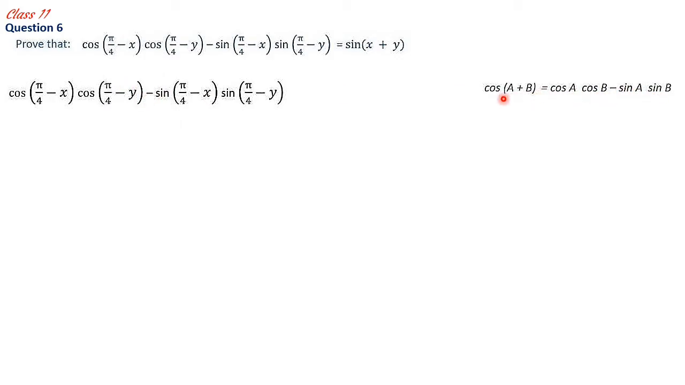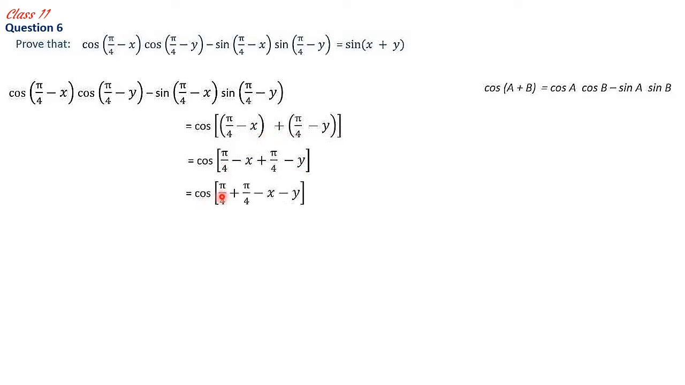We can write it as cos of a plus b, that is equal to cos of a, what is a, pi by 4 minus x, plus what is b, pi by 4 minus y. Then cos of pi by 4 minus x plus pi by 4 minus y. What we have done is just removed these brackets. Actually nothing to remove here, but since we used brackets here, the same brackets we used here also, and in this step we just avoided the brackets, that's all. Then that is cos of pi by 4 plus pi by 4, these two pi by 4 I have taken together, then there is minus x and minus y.